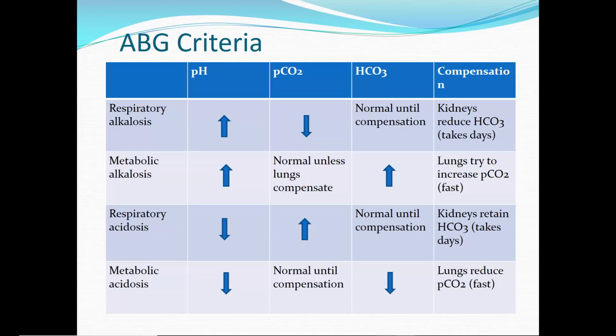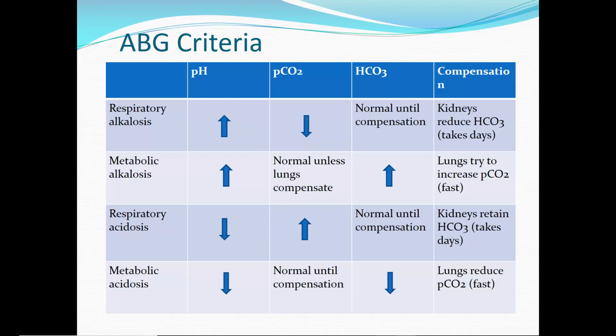PCO2 is the amount of carbon dioxide in the blood, and this should be between 35 to 45. So just remember that PCO2 is the respiratory component of the ABG. Now bicarb, or HCO3, shows the bicarbonate level of the blood, and this should be between 22 to 26. Now bicarb is the metabolic component of the ABG, or a measure of kidney involvement in correcting blood gases.